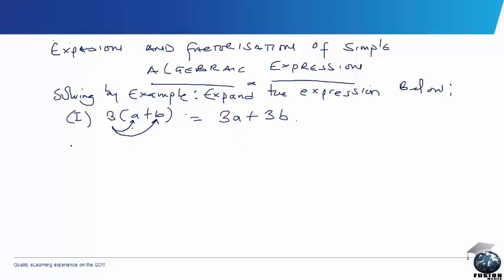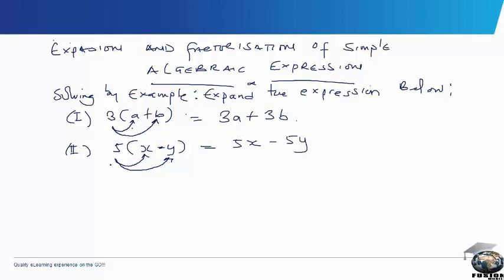Assuming you have example 2, and then you have 5 times x minus y. The same thing happens here: 5 takes on x and it gives you 5x, and then 5 moves again and takes on y, it gives you minus 5y, because this is not just y, this is minus y. 5 takes on minus y, it gives you minus 5y.